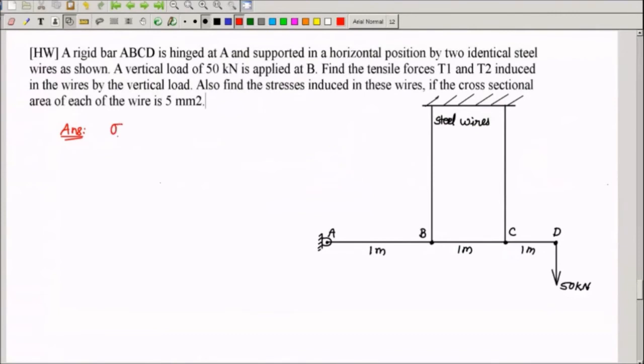Stresses in each wire: sigma 1 you should get as 6000 MPa. Stress in the other member you should get as 12,000 MPa. These stresses are actually very high. Practically such high stress will not be possible. Steel wires will not sustain so much load. Something is wrong in the data, I think. That's why you're getting such a high value of stress. Anyway, you can check whether you get this value for this problem.